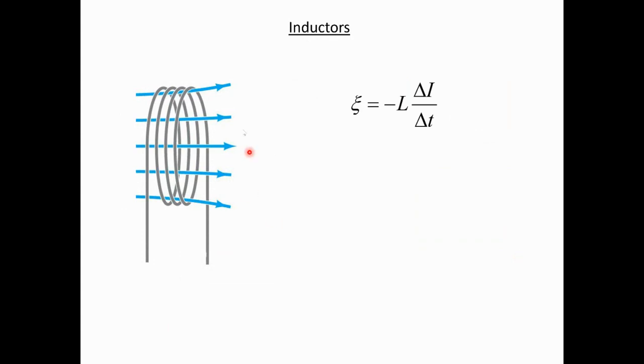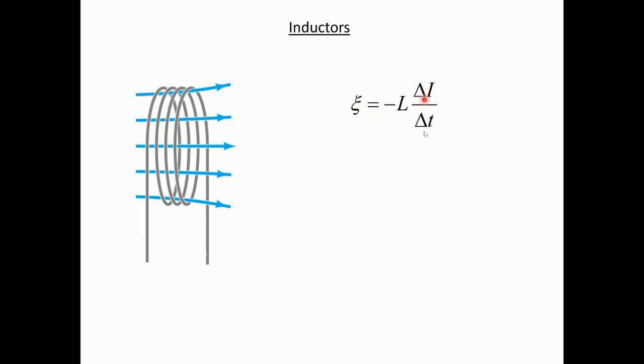Inductors. So an inductor is a coil of wire like this. And you can write down a relationship between the rate of change of the current and the induced EMF. We know that if we put in the current, we're going to induce a change in the flux and such. So there's this self-inductance. And this is the relationship.